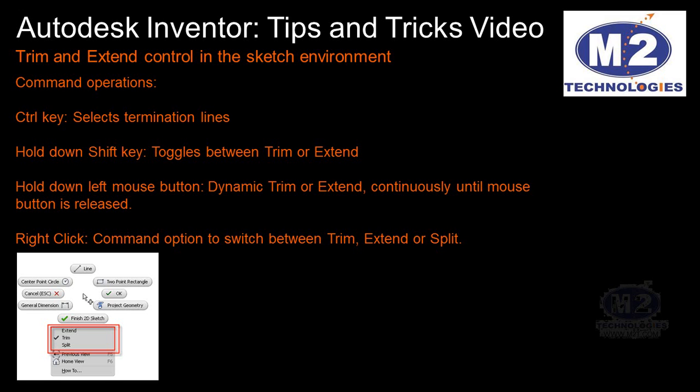We also have right-click options. So if you happen to be in the extend command and you want to switch to trim or vice versa, you simply use the right click, and from the menu you can choose the option that you desire, if it's trim or extend, or even split a line if that happens to be what you need.